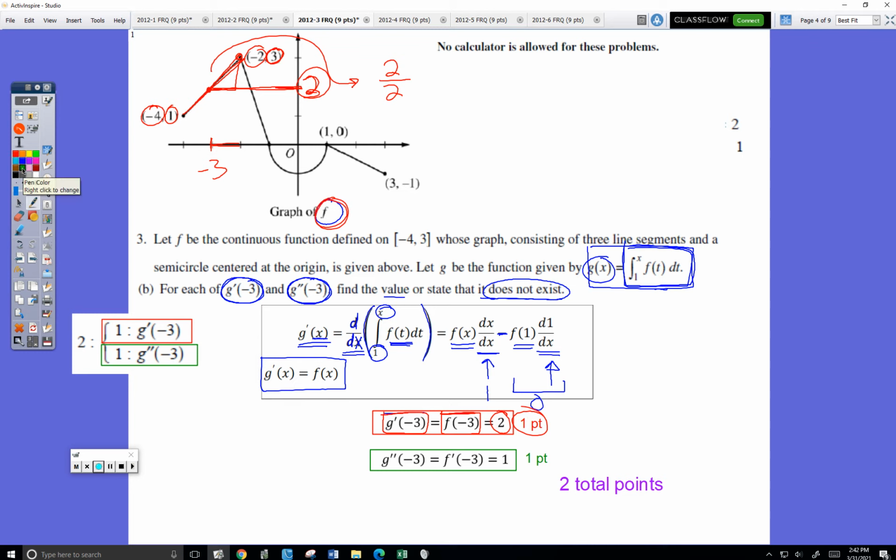G double prime of negative 3 means I've got to take the derivative of g prime. So that's easy. G double prime will equal f prime. So g double prime of negative 3 is the same thing as f prime of negative 3. That's on the graph of f. Go over here to negative 3. Find the slope right there. We already did. That slope is 1. 1 point for that, 2 points total.